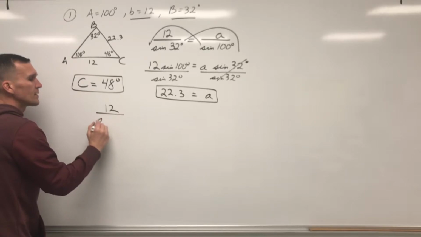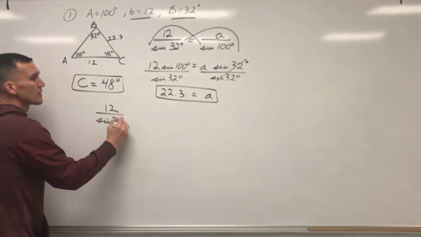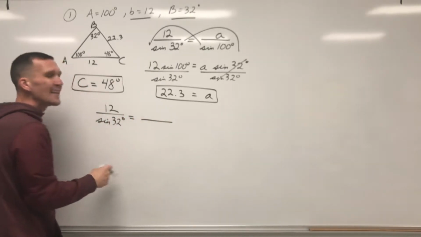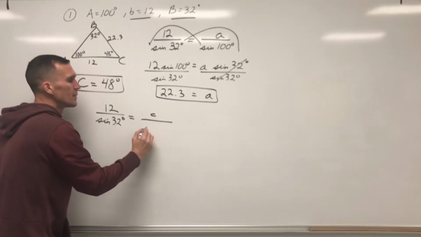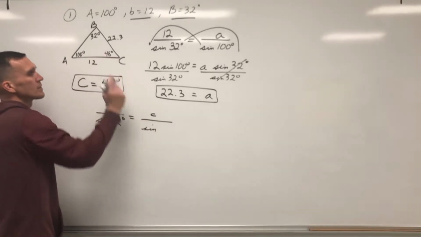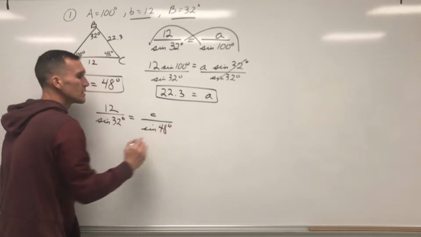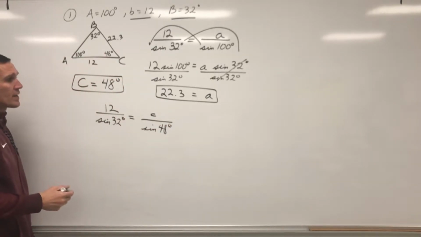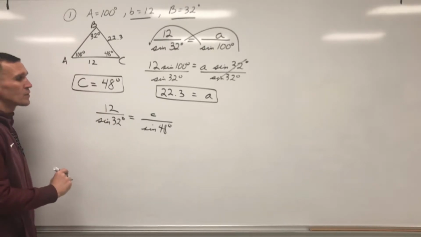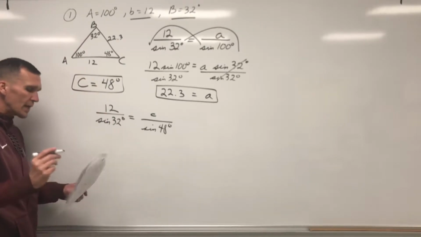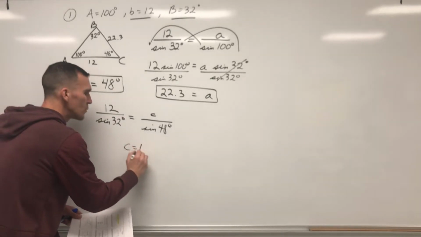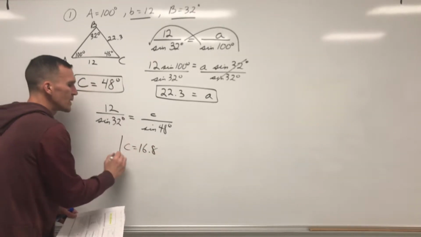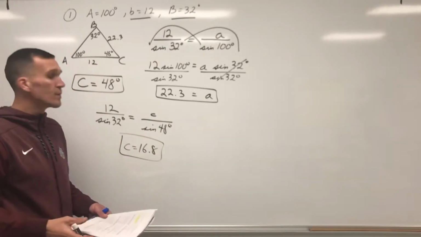12 divided by the sine of 32 degrees is equal to, and now I'm going to use my C combo. Well, I don't know side C, but I do know sine of angle C is 48 degrees. So now you guys, again, I can cross multiply and do all that work. I'll let you do that. Copy it down in your guided notes, but C would equal 16.8. Please make sure that your calculator is in degree mode.